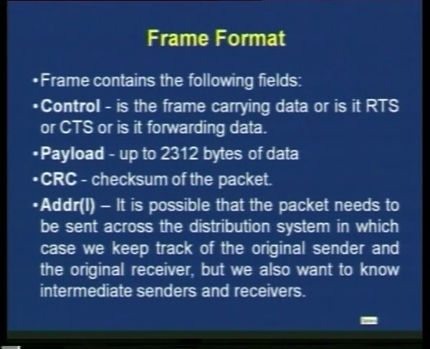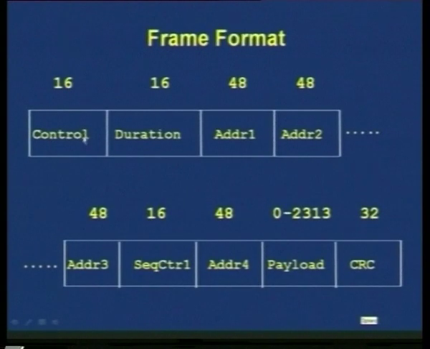So, it is possible that the packet needs to be sent across the distribution system, in which case we keep track of the original sender and the original receiver, but we also want to know the intermediate senders and receivers. So, we do not have just two addresses, not just the source address and destination address, but we also keep track of the address of the access points through which it has to be sent. Okay. So, it is not one address, but you find that you will have 4 different addresses which are actually used in the 802.11 frame format. So, this is one of the major differences that you have from the 802.3, 4 and 5 kind of frame formats.